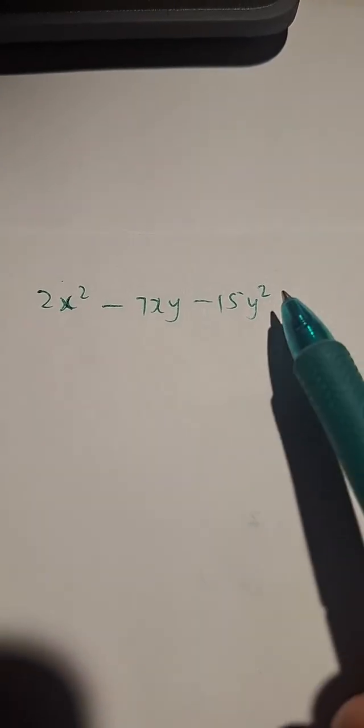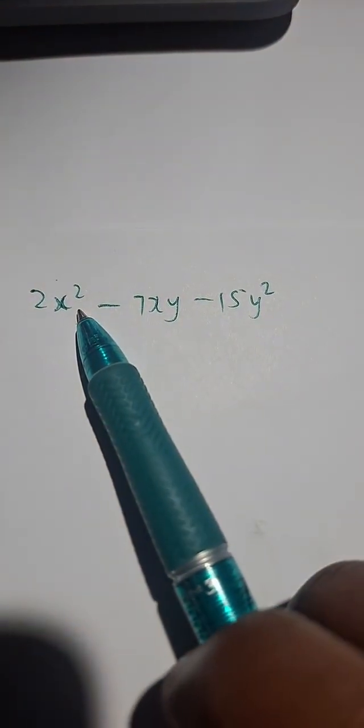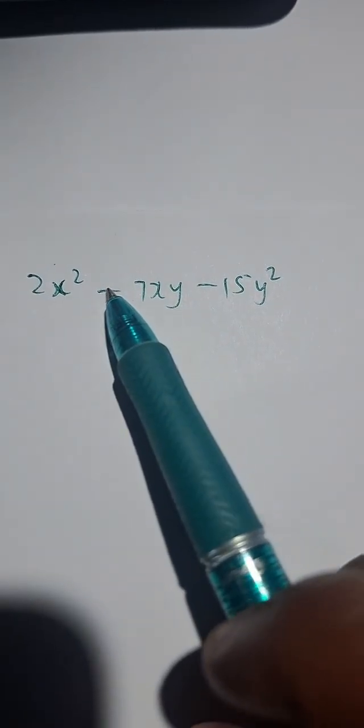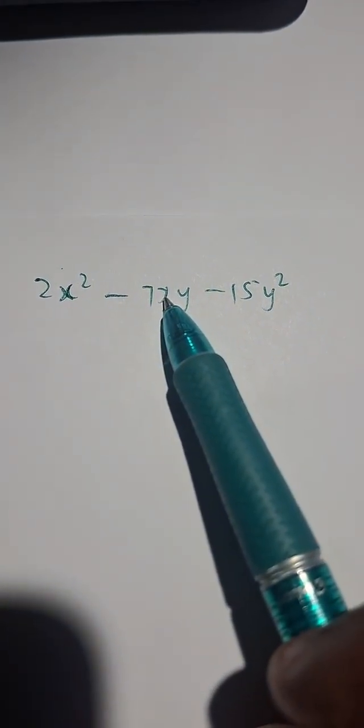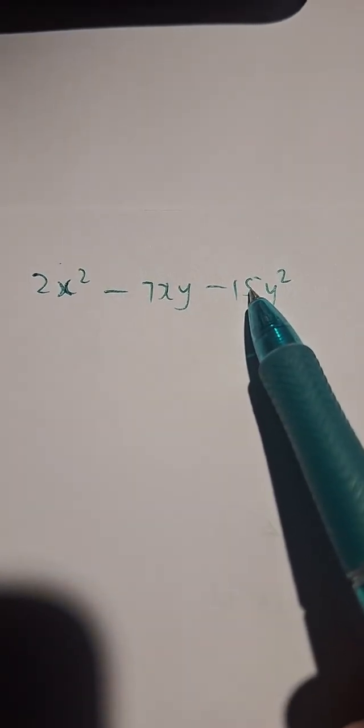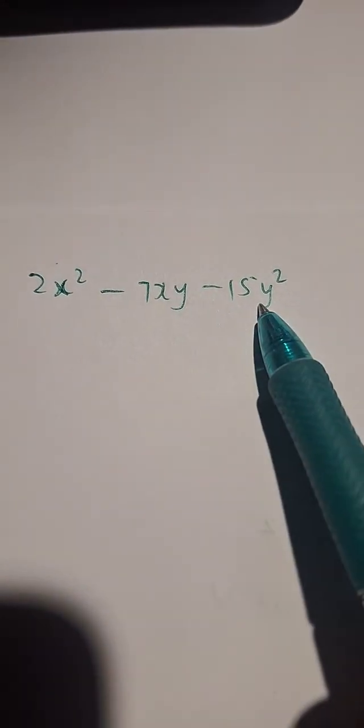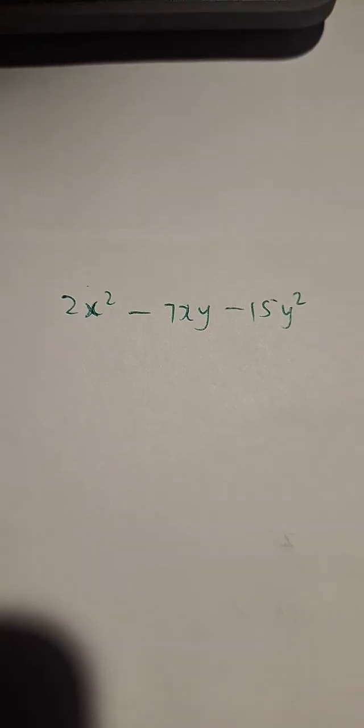Trinomial. Okay. 2x squared minus 7xy minus 15y squared. This is a trinomial and the question is saying factorize.